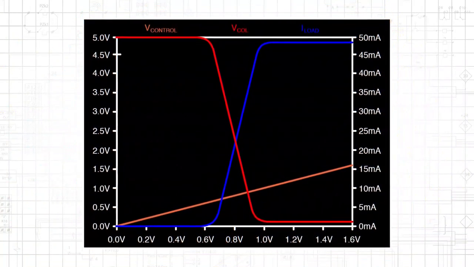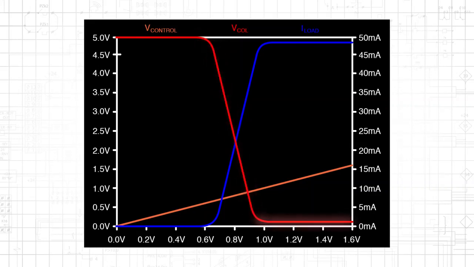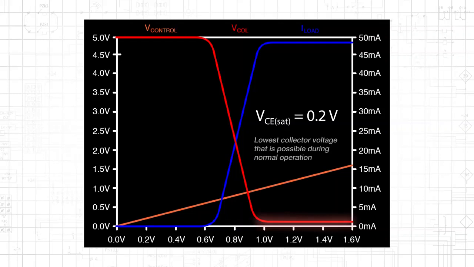This plot was used in a previous tutorial, except the labels have been changed to help us understand why saturation mode provides maximum current to a switched load. The collector voltage, VCOL, decreases during forward active operation and levels off when the transistor enters saturation. We approximate the saturation mode collector voltage as a constant VCE sat equals 0.2 volts, and we think of VCE sat as the lowest collector voltage that is possible during normal operation.